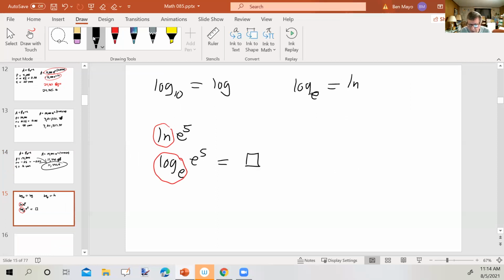So now we're going to play an inning of baseball. We're going to change this logarithmic equation into an exponential equation. So e to the box equals e to the 5th power. So what's the box? It's 5. So the natural log of e to the 5th power is 5. Any questions on that example?